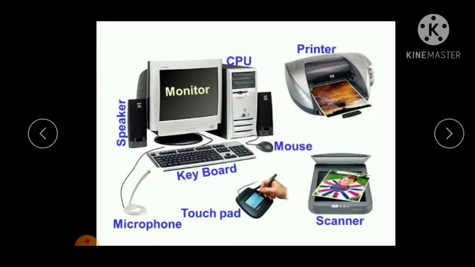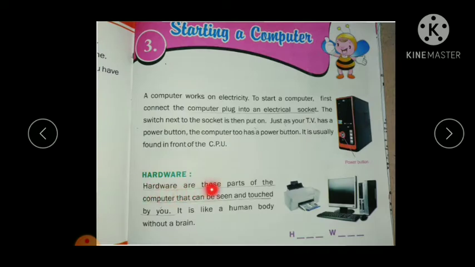Let us see some examples of hardware. Keyboard, mouse, speaker, CPU, monitor, printer, scanner. All these we can touch as well as see. Such parts of the computer that we can see and touch are called hardware. It's like a human body without a brain.